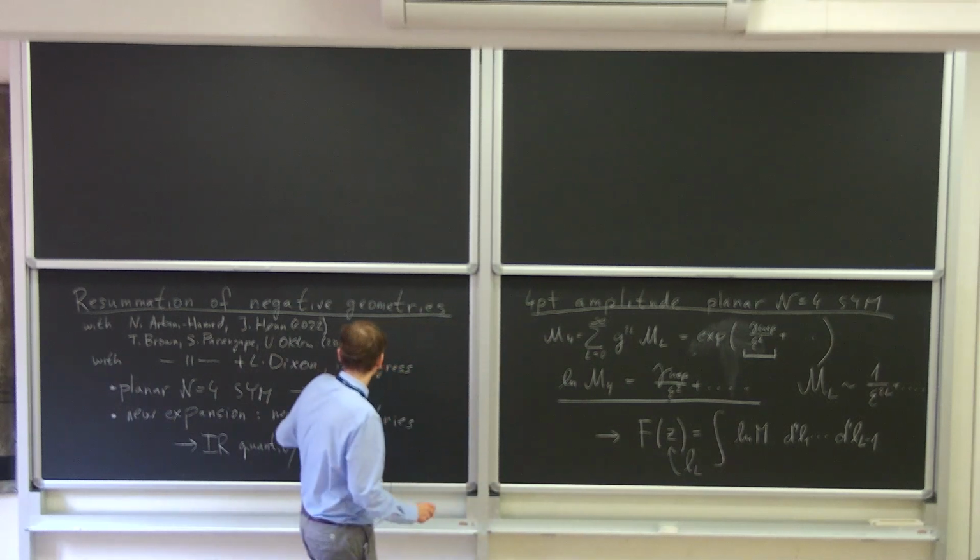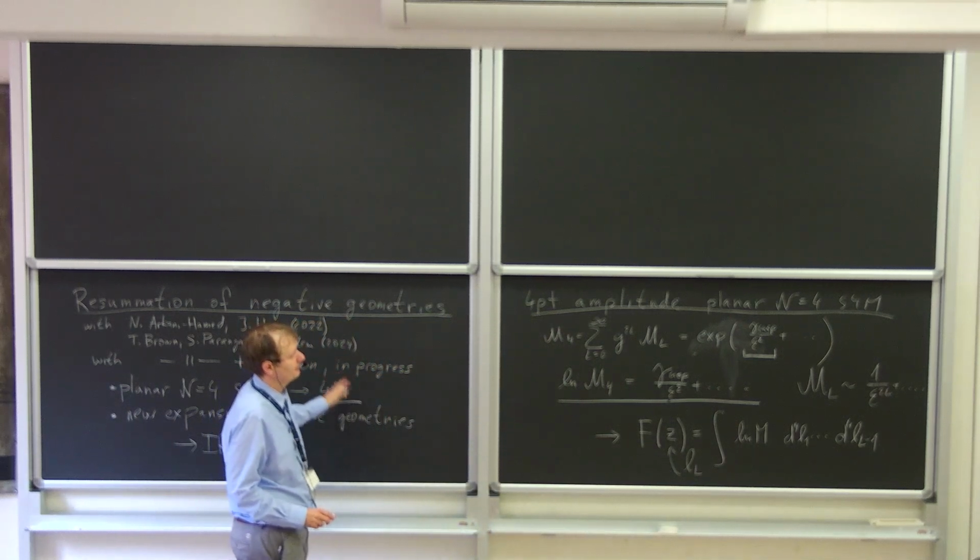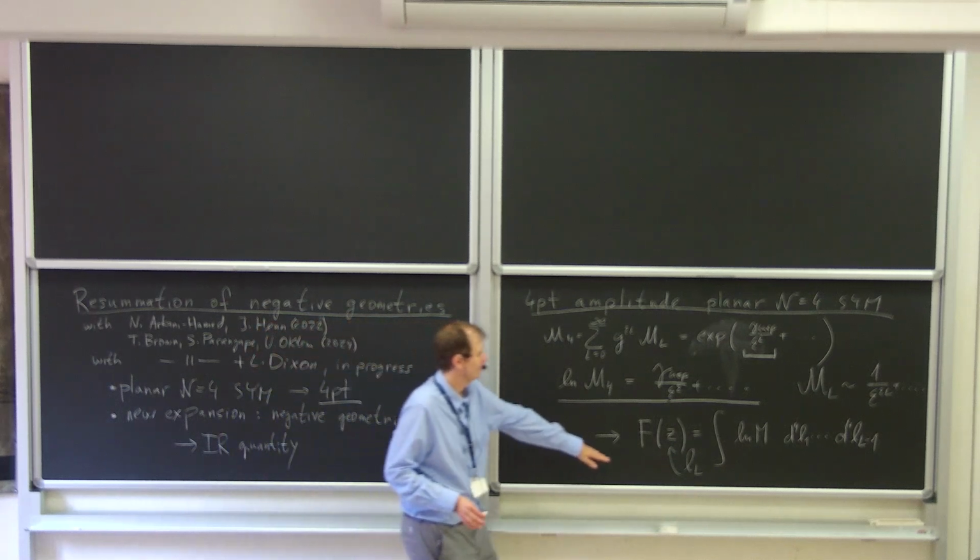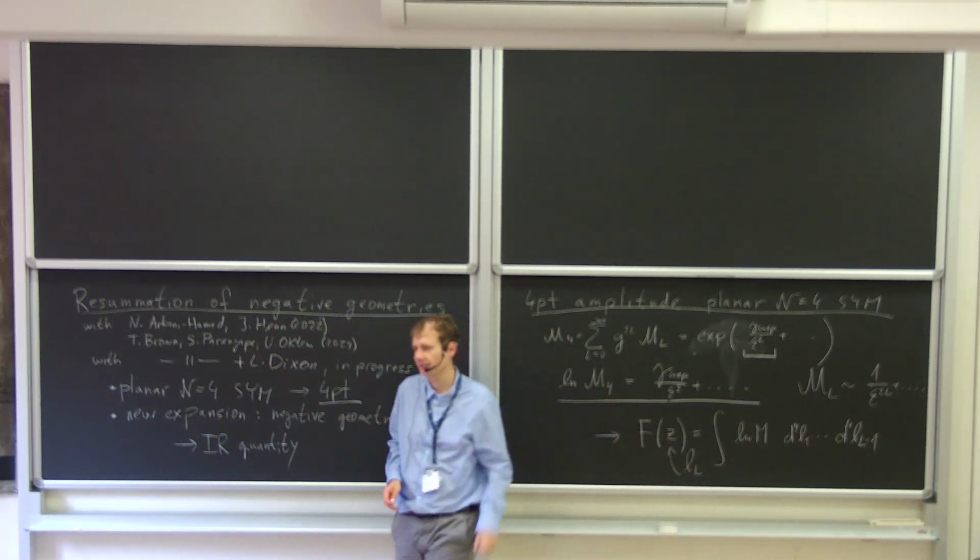For experts, they already see, because with 4 points you cannot make any dual conformal invariants, but once you add the loop, you can, and there is only one.